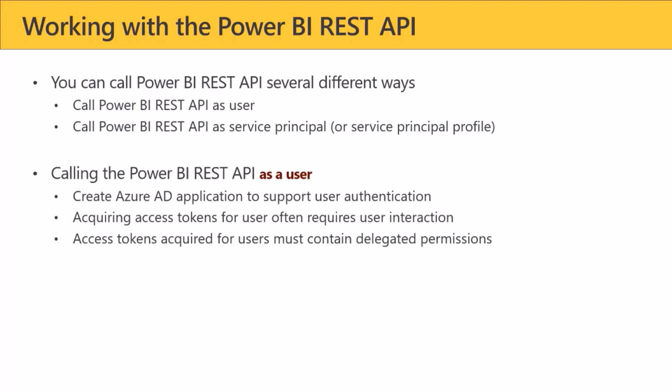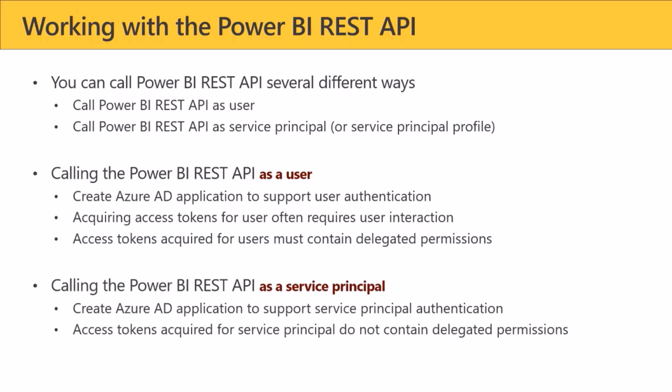Now, we can call the Power BI REST API as a user. In my demo, I'm going to call it just under my own identity. To do that, we're going to have to pre-create an Azure AD application, specifically to support user authentication. When I acquire access tokens, I'm going to have to make sure that I get delegated permissions baked into those access tokens. We're going to look at that in more detail over the next couple of slides. Alternatively, I can also call the REST API as a service principal. Once again, I have to create an Azure AD application, but I'll set it up differently than I would when I create an application to set up user authentication.